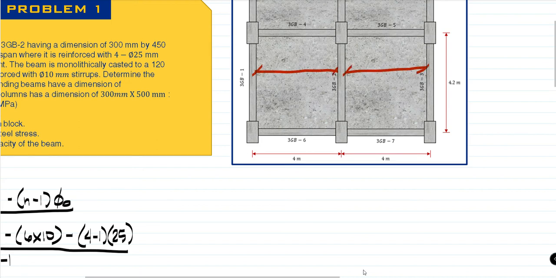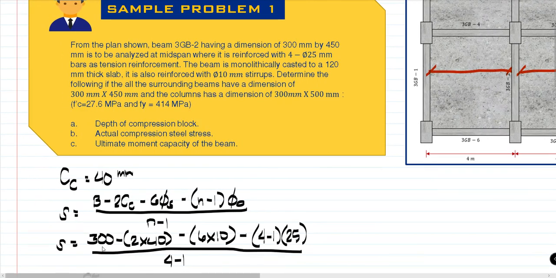Kung mapapansin nyo, yung support to support distance or center to center distance nila is equal, which is 4 meters. So, ibig sabihin, i-check na lang natin kung mag-equal yung values nila kapag dineduct. So, sabi naman kasi dito, ang surrounding beams have a dimension of 300 mm by 450 mm.